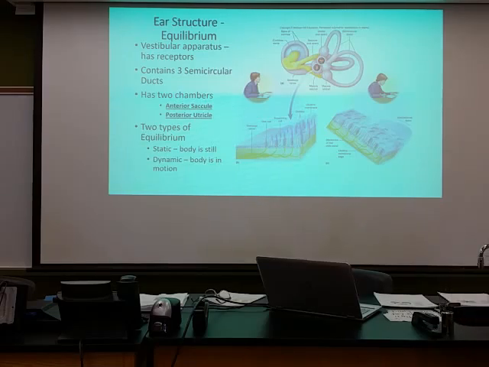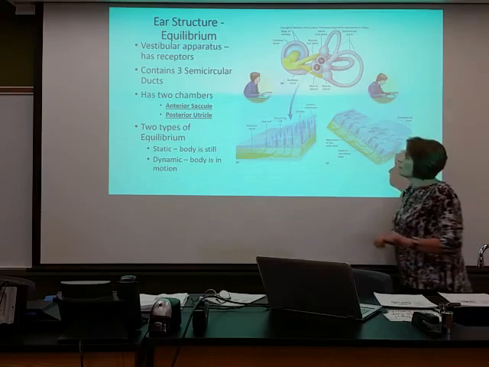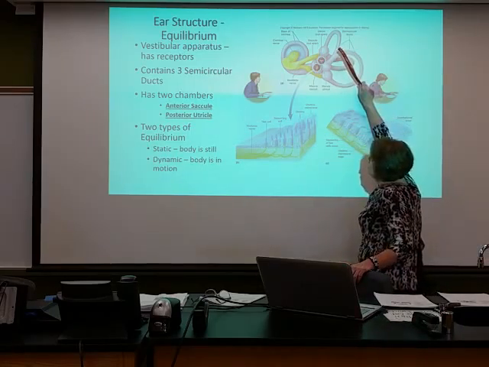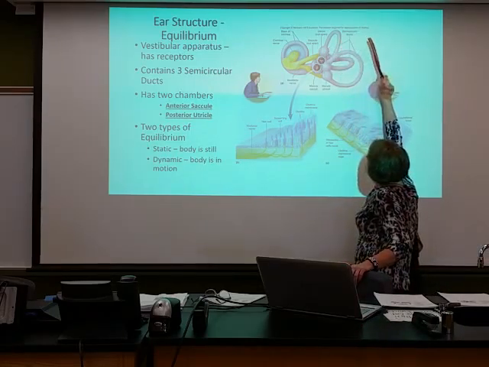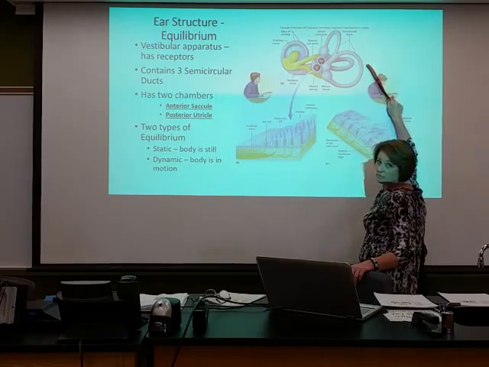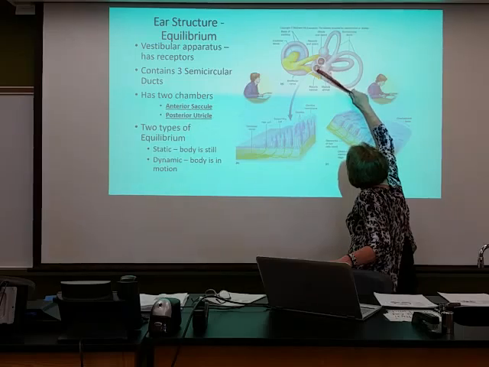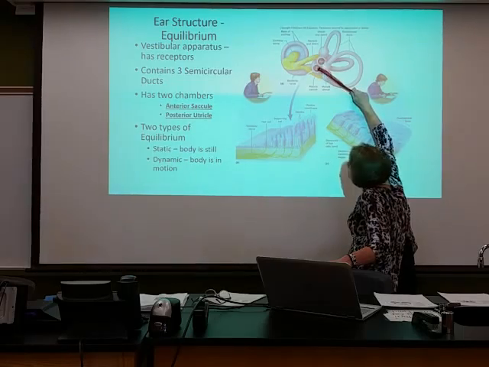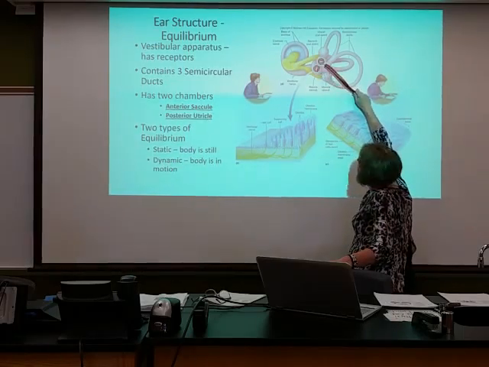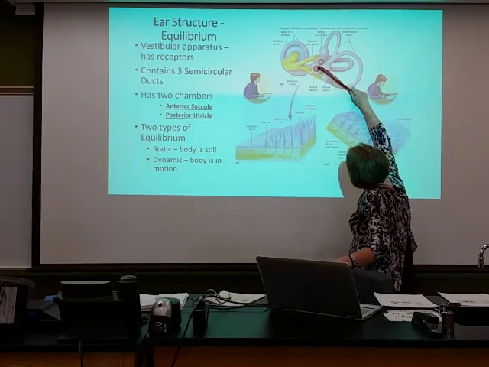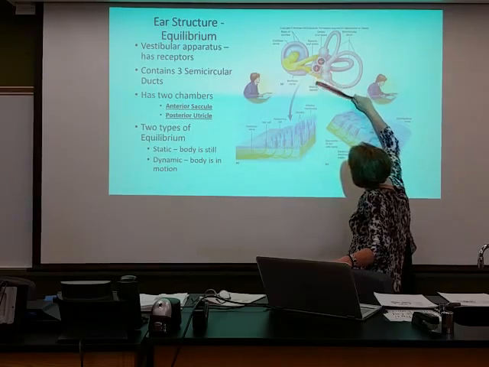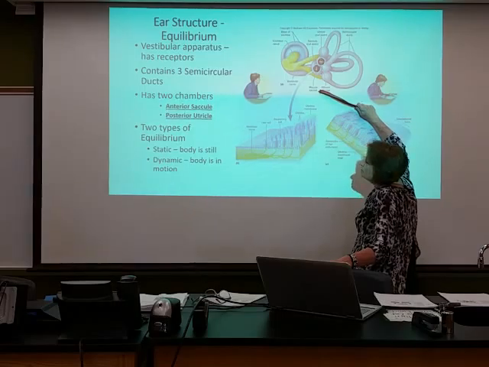Now here's the thing about this structure. Alright, so we have our semicircular canals, okay? We have these two areas of macula. The one for vertical is macula sacculi.